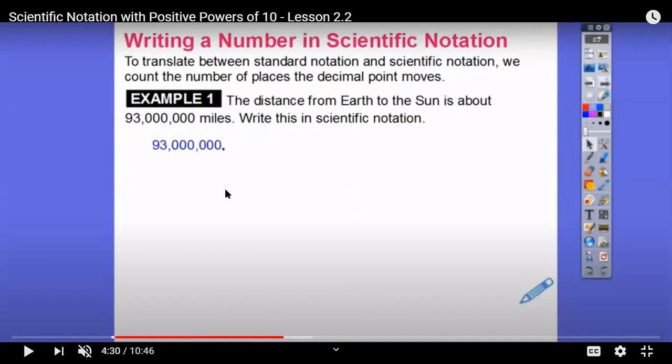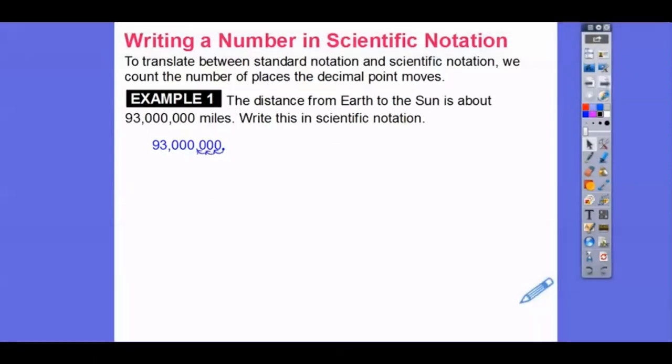Then let me ask you another question. How many units do you have to count to keep only 1 digit before the decimal? Let's count together. So this is 1, 2, 3, 4, 5, 6, 7. Stop. So I'm going to say the word stop here. Then it will be 9.3 times, how many digits did you count? 7. So the answer will be 9.3 times 10 to the power of 7.